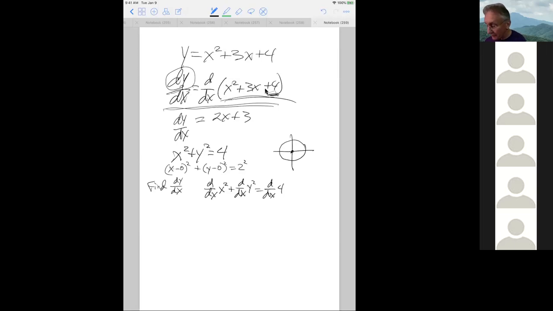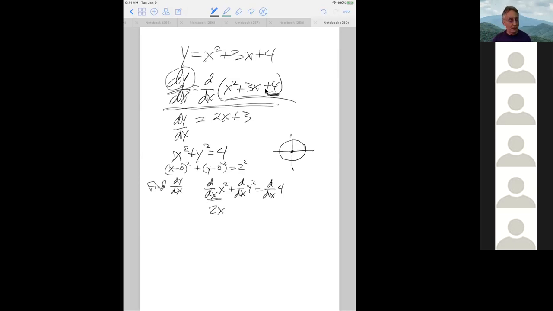But if you've got a term that's just x's, then this first term, the derivative with respect to x, that's 2x. Okay, now, this is where implicit differentiation takes place. We've got a term with a y in it, all right? And therefore, remember, what we've typically done is take the derivative with respect to x. Well, you've got to take a derivative of y also, but with respect to x.